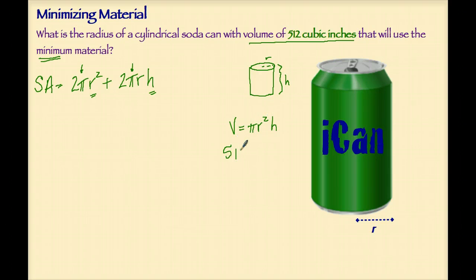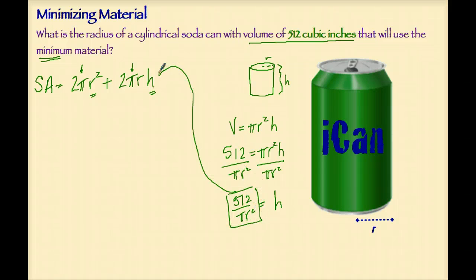We were told what the volume was. It's 512 equals pi r squared h, and we can easily solve for h here by dividing both sides by pi r squared. And this results in an expression for h that we can now plug into our primary equation, replacing the variable there, and that's what we're going to do. So we're going to take that expression, rewrite our surface area equation, 2 pi r squared plus 2 pi r, and then of course instead of h, we'll put 512 over pi r squared.